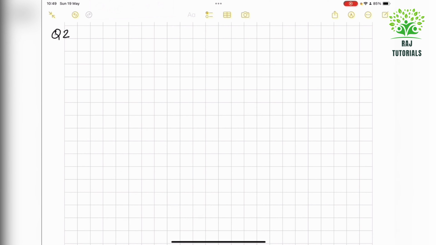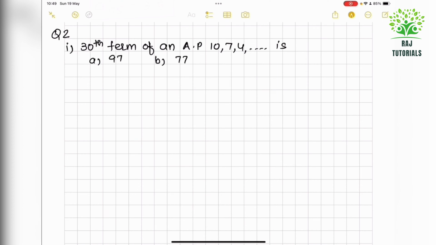Choose the correct choice in the following and justify. The first one is the 30th term of an AP, 10, 7, 4, and so on. Option A is 97, option B is 77, option C is minus 77, option D is minus 80. So how can I do this? See, first I am given the 30th term. So N is 30.